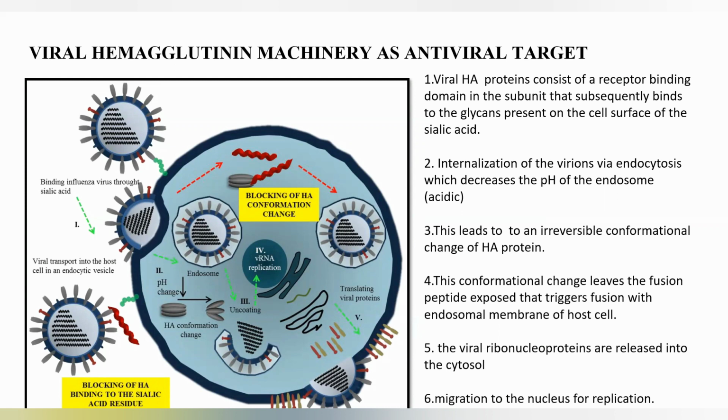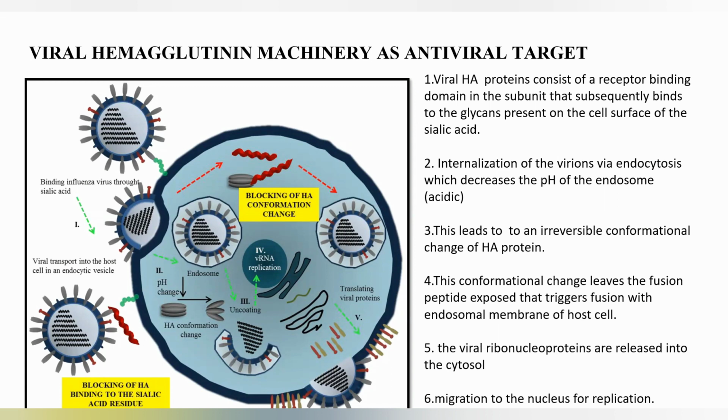This particular machinery has been targeted as an antiviral mechanism by the research community to provide drugs to combat the influenza A virus. Let me brief. These viral hemagglutinin proteins have a domain that binds to the glycans of sialic acid found on the cell surface. When they bind, internalization of the virions via endocytosis occurs.